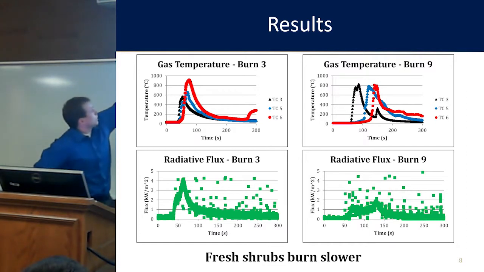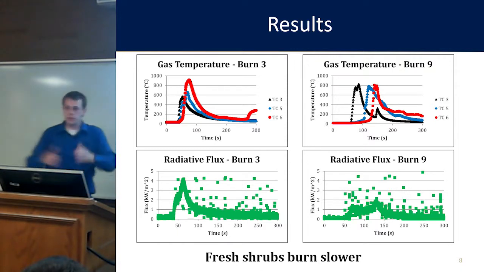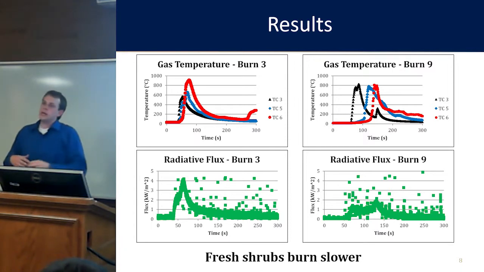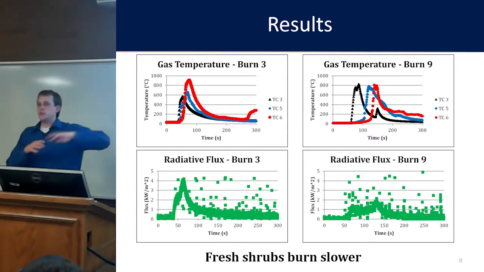So here we can see thermocouples 3, 5, and 6. We had 10 thermocouples. Number 7 was on the end of the shrub, the far side from the ignition source, and then 8, 9, and 10 usually weren't in the shrubs. We didn't have shrubs that big.